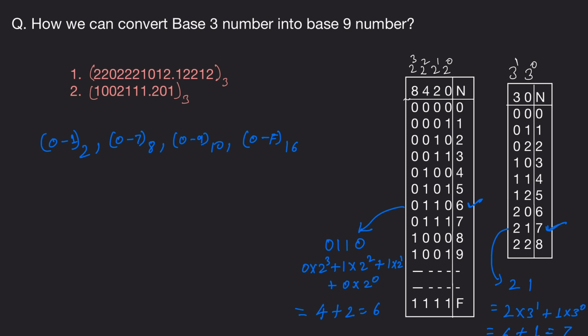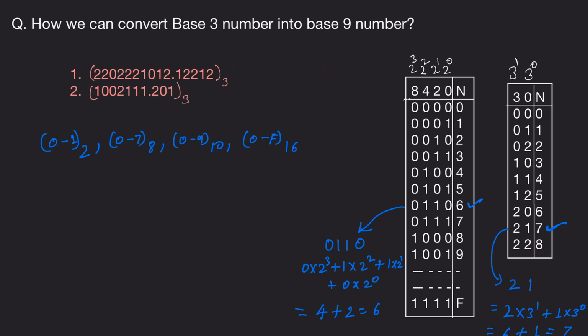And we also know that if the base is 3, the maximum coefficient we can write is 2. If the base is 9, the maximum coefficient we can write is only 8. Afterward, 9, 10, 11, 12 we can't write as a coefficient of a base 9 number. So we write here till 8.